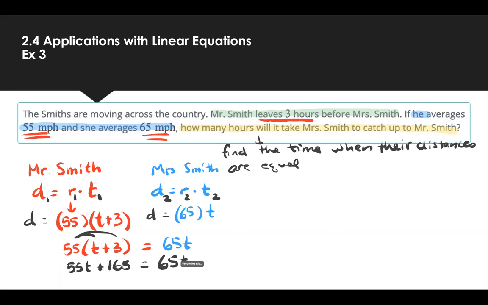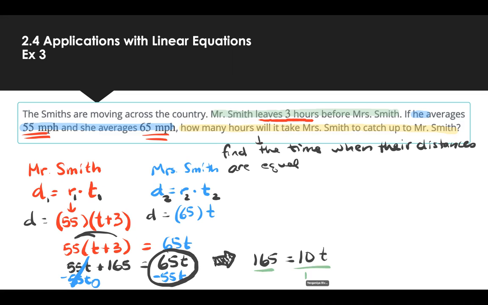I'm going to subtract 55t on both sides. And that is going to give me a 0 here with just 165 left over. And then on the right-hand side, I'm going to get 65t minus 55t, which is a 10t. If I divide both sides by 10 to get a 1t, I am left with t is equal to 16.5.